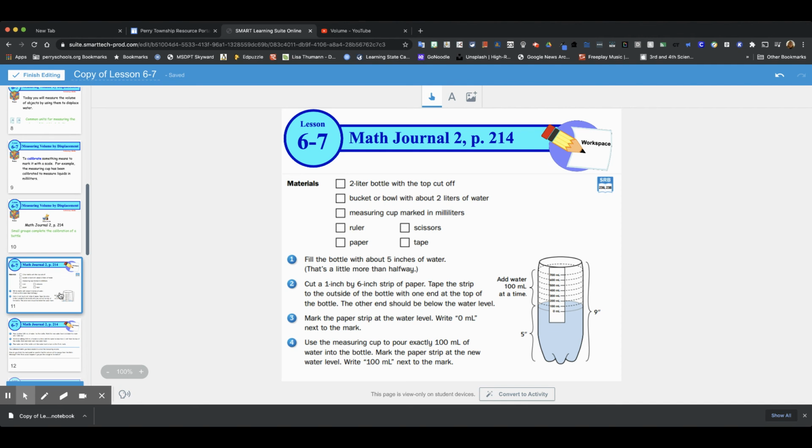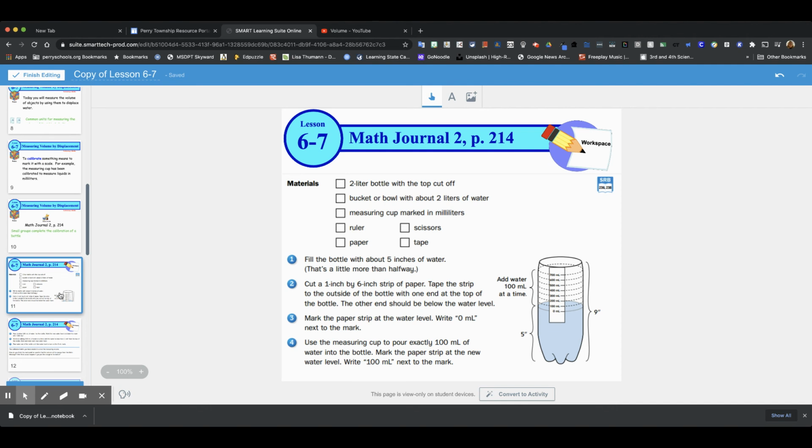Number 2, you would cut a 1 inch by 6 inch strip of paper and tape that strip to the outside of the bottle with one end at the top of the bottle. The other end should be below the water level. You would mark the paper strip at the water level, write 0 milliliters, or little m capital L for milliliters, next to that mark.